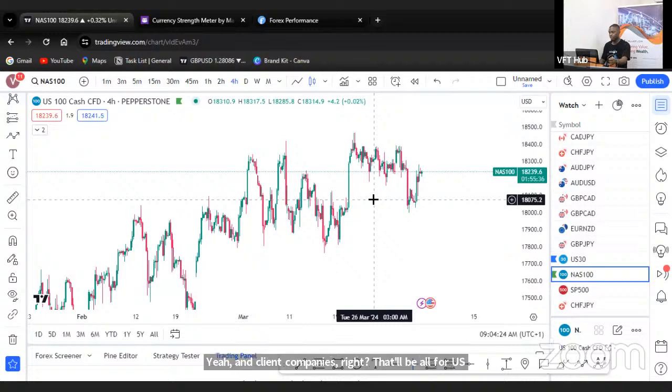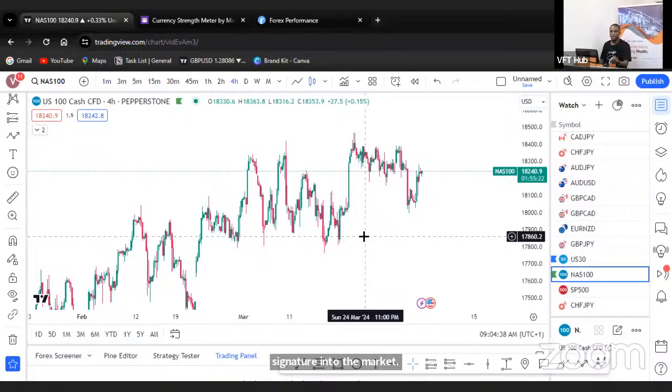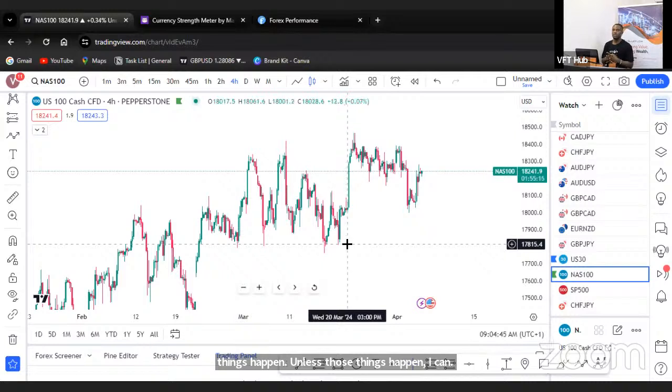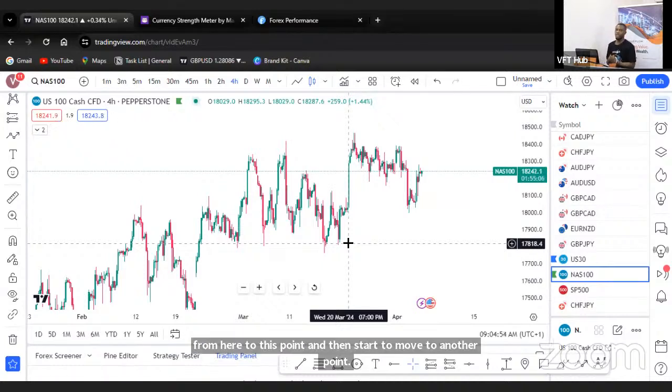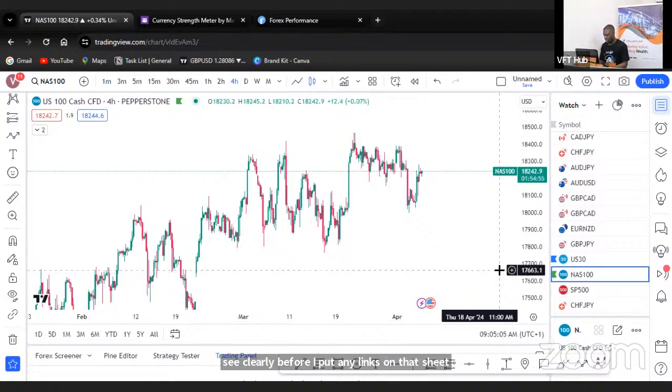I hope to see a clear price action for a buy. If I should see that, I want to enter, most especially with my own kind of entry signature into the market. I just don't enter the market randomly. I want to see specific things happen. And unless those things happen, I can only have an area of interest. The price is going to move from here to this point and then start to move to another point. But my specific point of interest might not play out. And if I don't see that, I don't take any trade. I want to see it clearly before I put any risk on that trade. So that'll be all for US 30 and NAS 100.